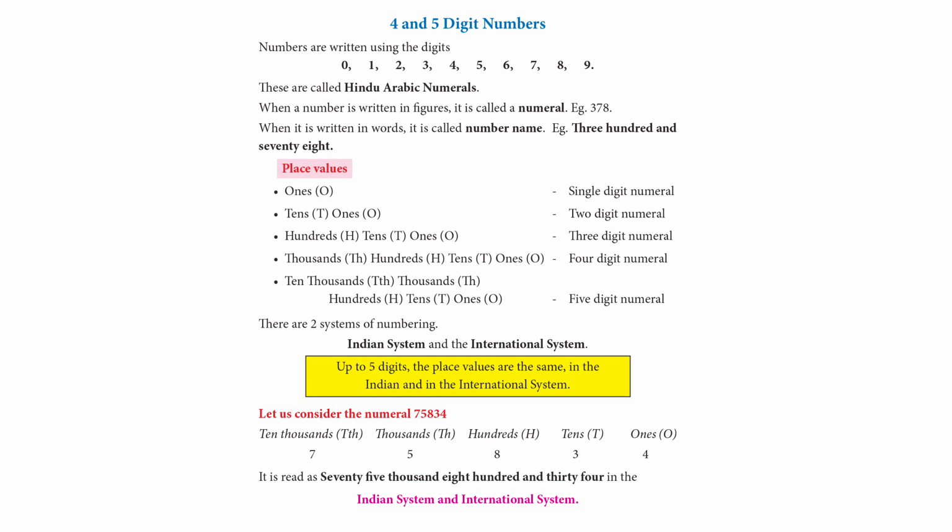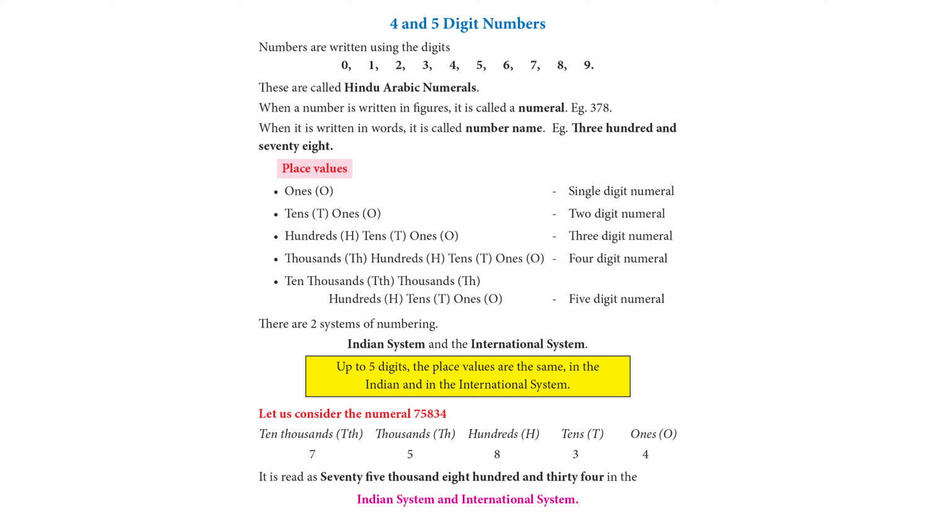Then we again come back to place values. We have learned there are ones, tens and hundreds, and very mildly we learnt about thousands too. Now we are going to learn about 10,000s in this unit. So 10,000s means there are 5 digit numbers. We are also learning that this Hindu Arabic numeral system is also called the Indian system of numbering.